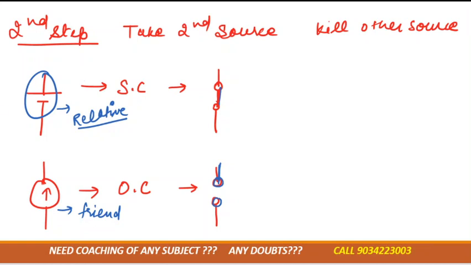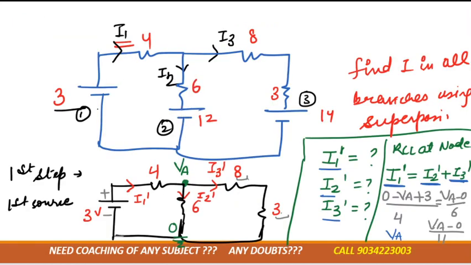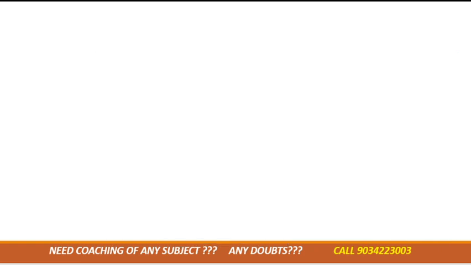Now we'll move to the second step. In the second step, we need to take the second source. This second source is also a voltage source, right? So the first source and third source will be removed. I am drawing the diagram again. You have to draw the diagram again.